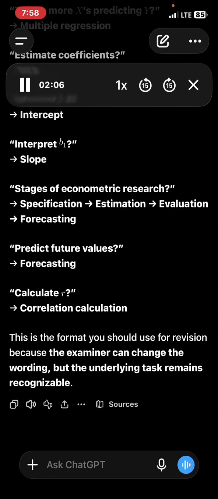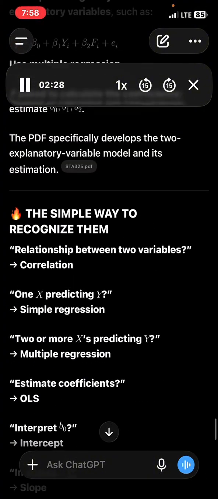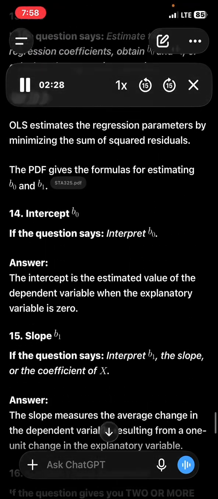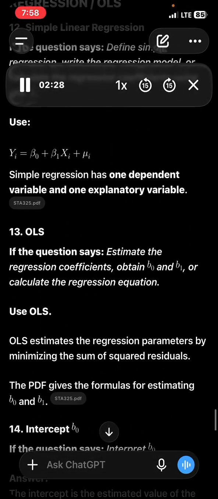7. Forecasting. If the question says, what is forecasting? What is the purpose of an estimated econometric model? Answer. Forecasting is the use of an estimated econometric model to predict future values of economic variables. 8. Correlation. If the question says, define correlation or explain the relationship between two variables. Answer. Correlation is a statistical measure of the degree and direction of relationship between two variables.